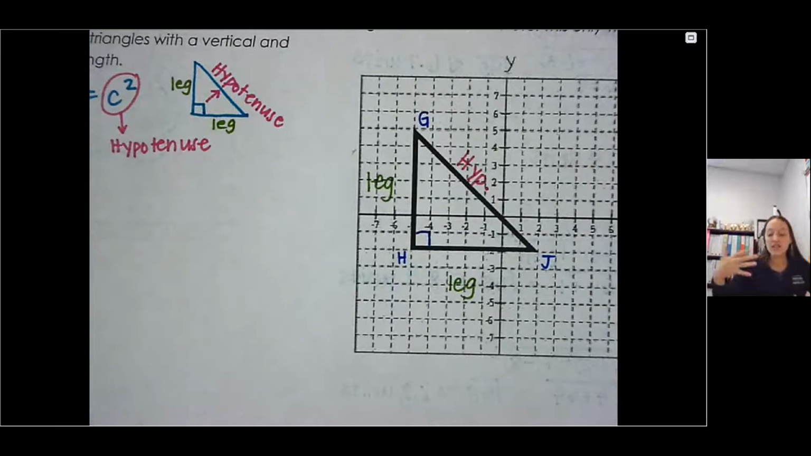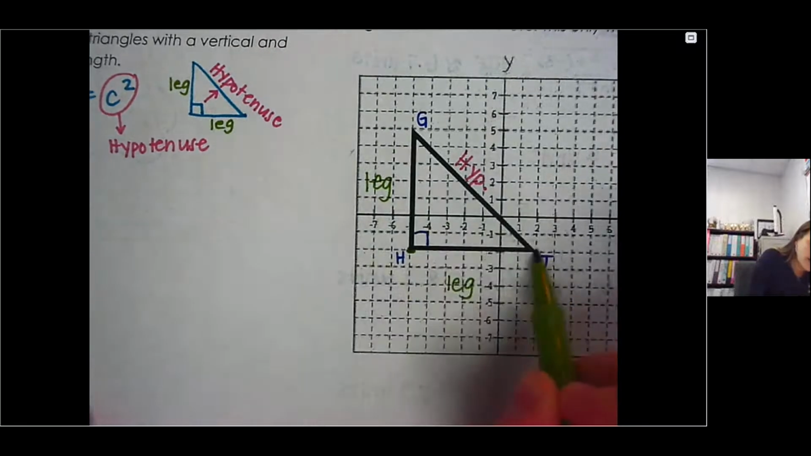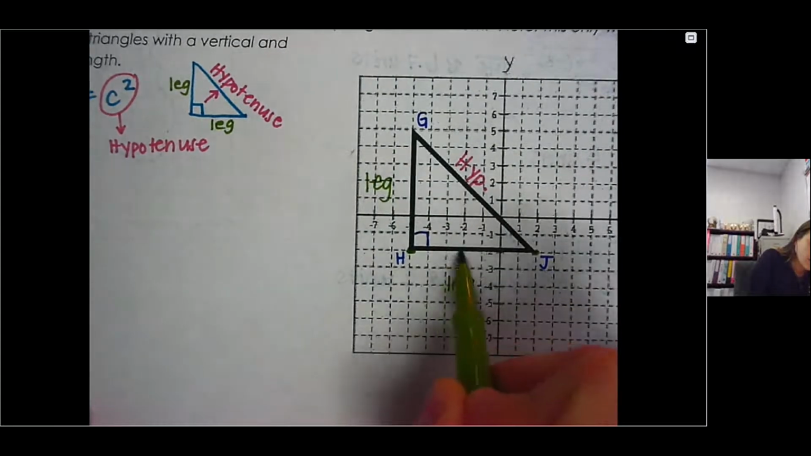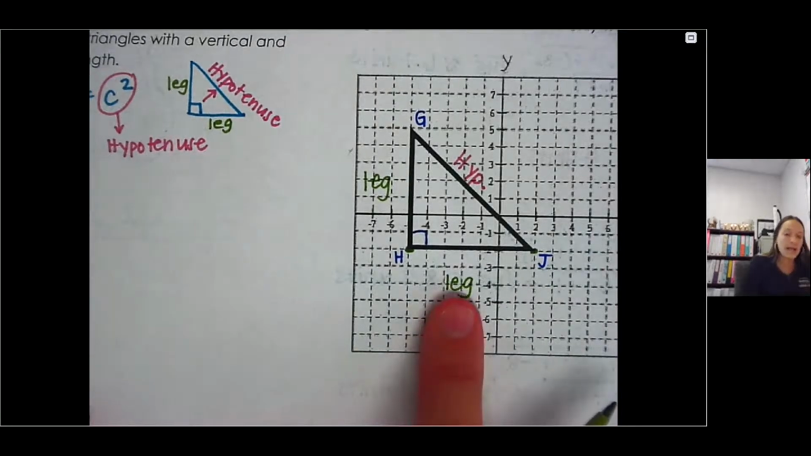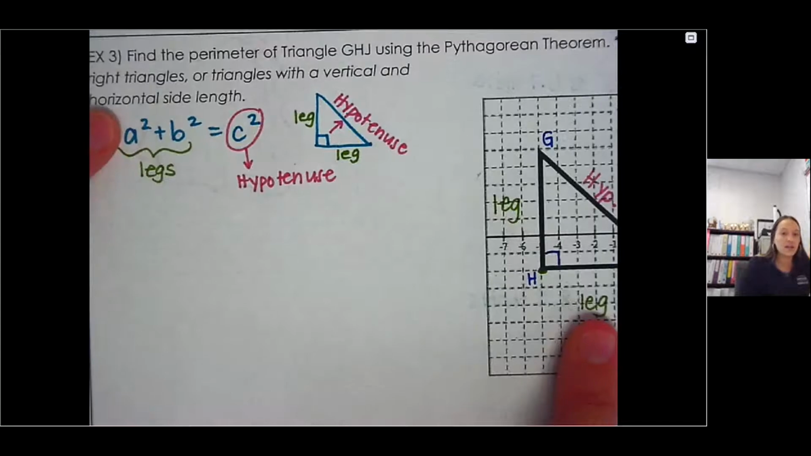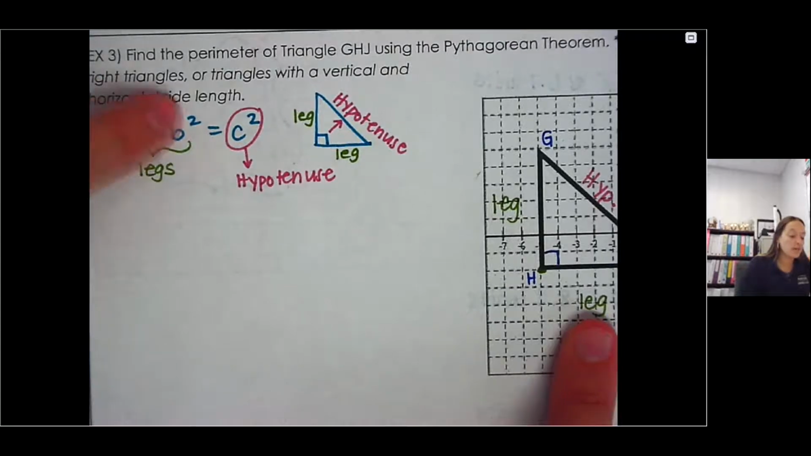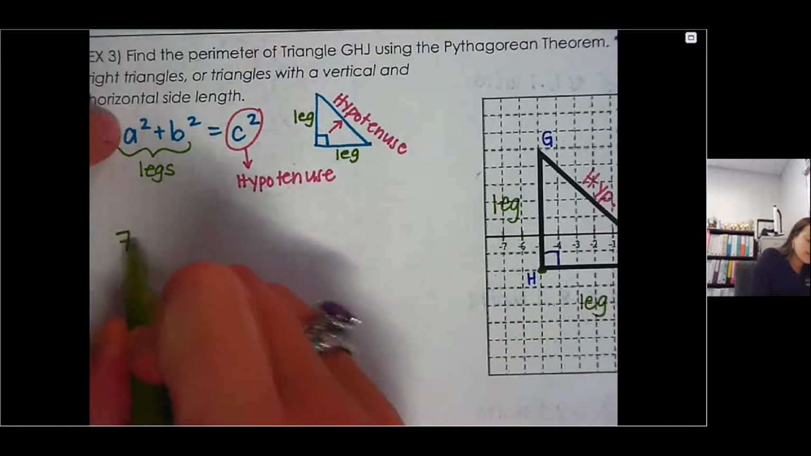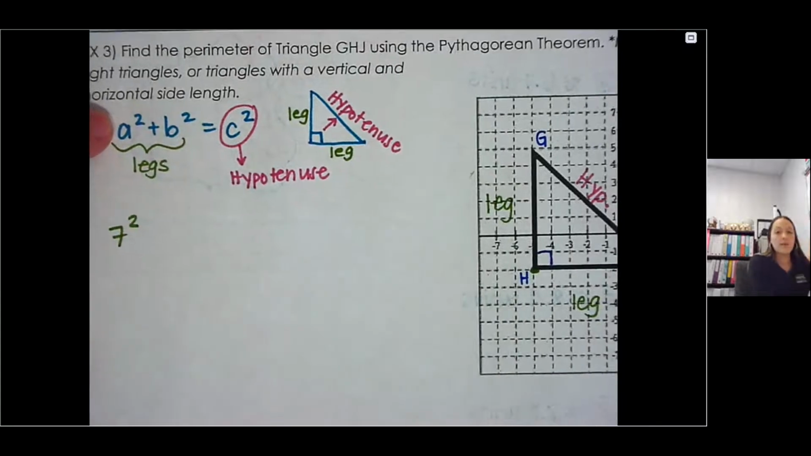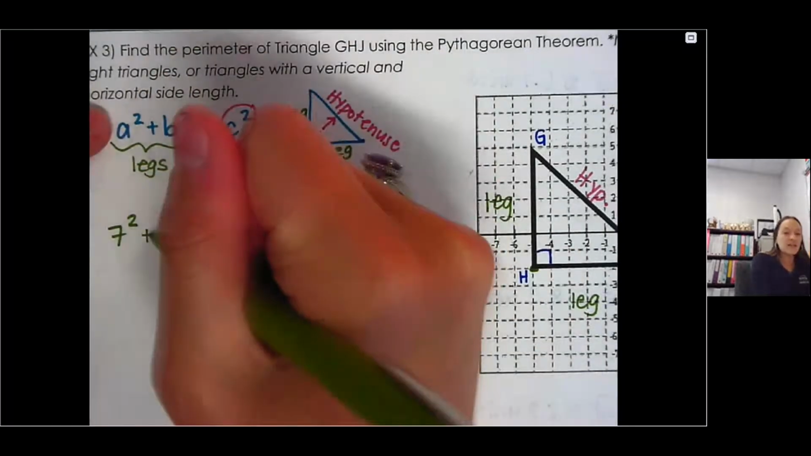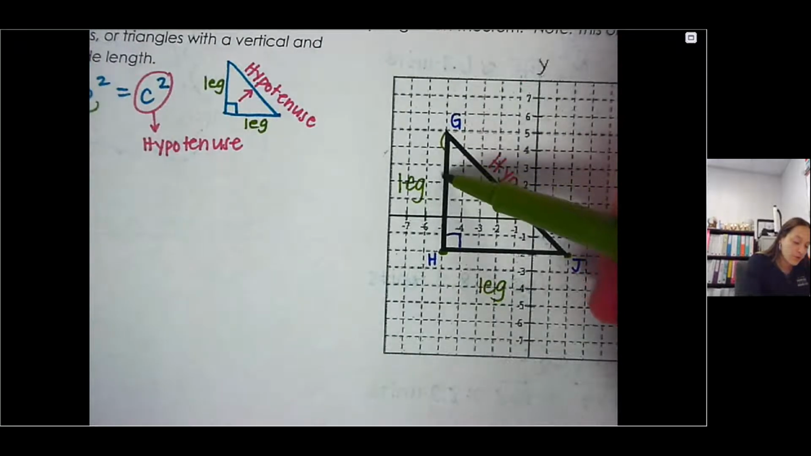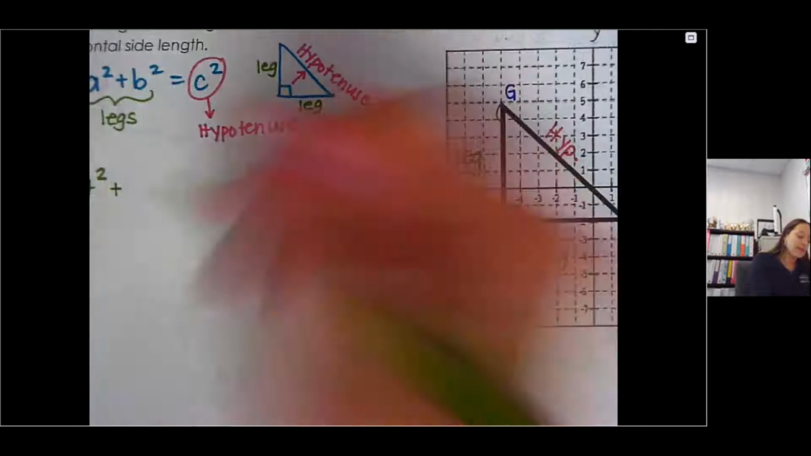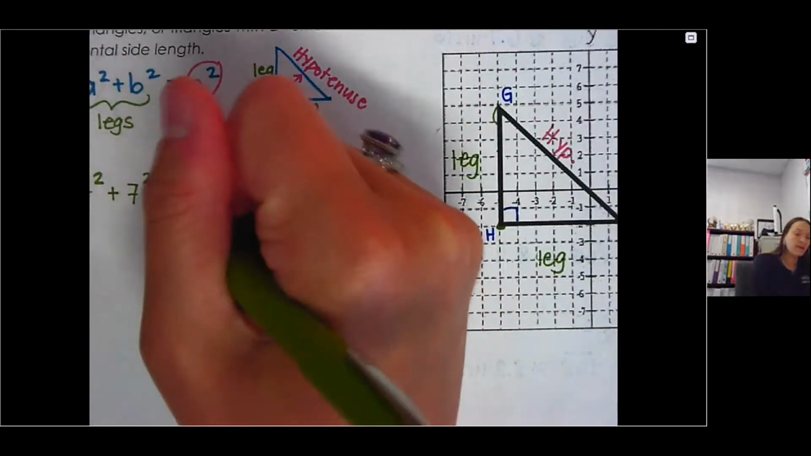Now, if I just count, if I say, okay, I'm going to count from H to J, that's 7 units across. So one of my legs is 7. So over here in either the A or the B, it doesn't matter, I'm going to put a 7 in because that's the length. Plus, now I'm going to find the other leg. 1, 2, 5, 6, 7. Oh, that was nice. Also comes out to be 7.